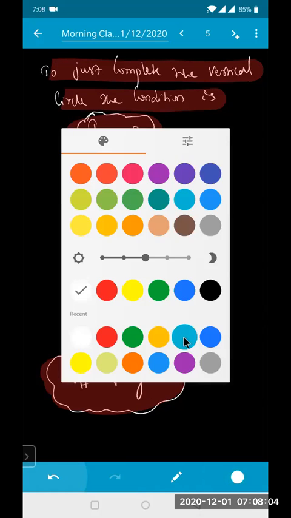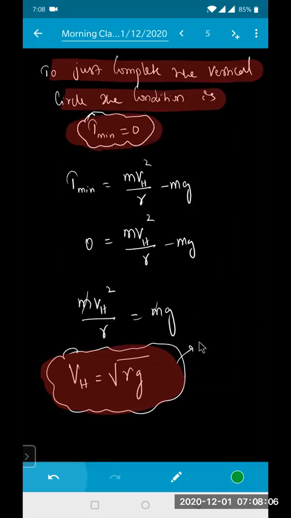So I'll write this one here right now. This is the minimum velocity at highest point to just complete the vertical circle.